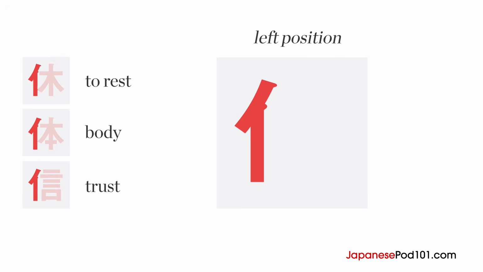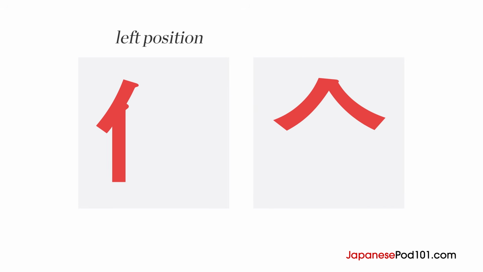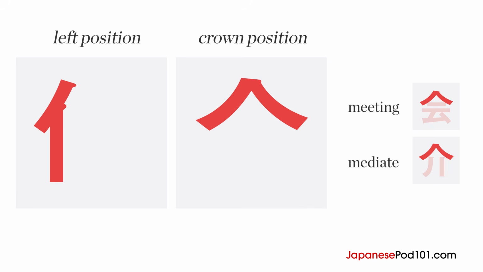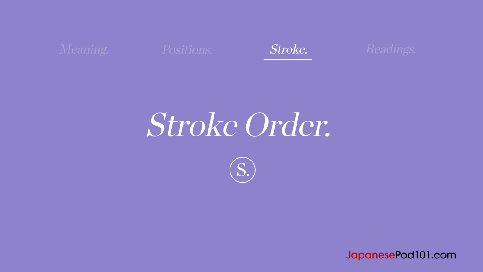The person radical most commonly occurs in the left position, as can be seen in these examples. This will be the position you'll most likely encounter it in. Sometimes, though, you may find it in the top of a kanji character. This position is known as the crown position, as can be seen in some of these examples. However, this is less common. Just remember the left and crown positions, and you'll be able to identify the person radical. Okay, now let's learn how to write this radical.